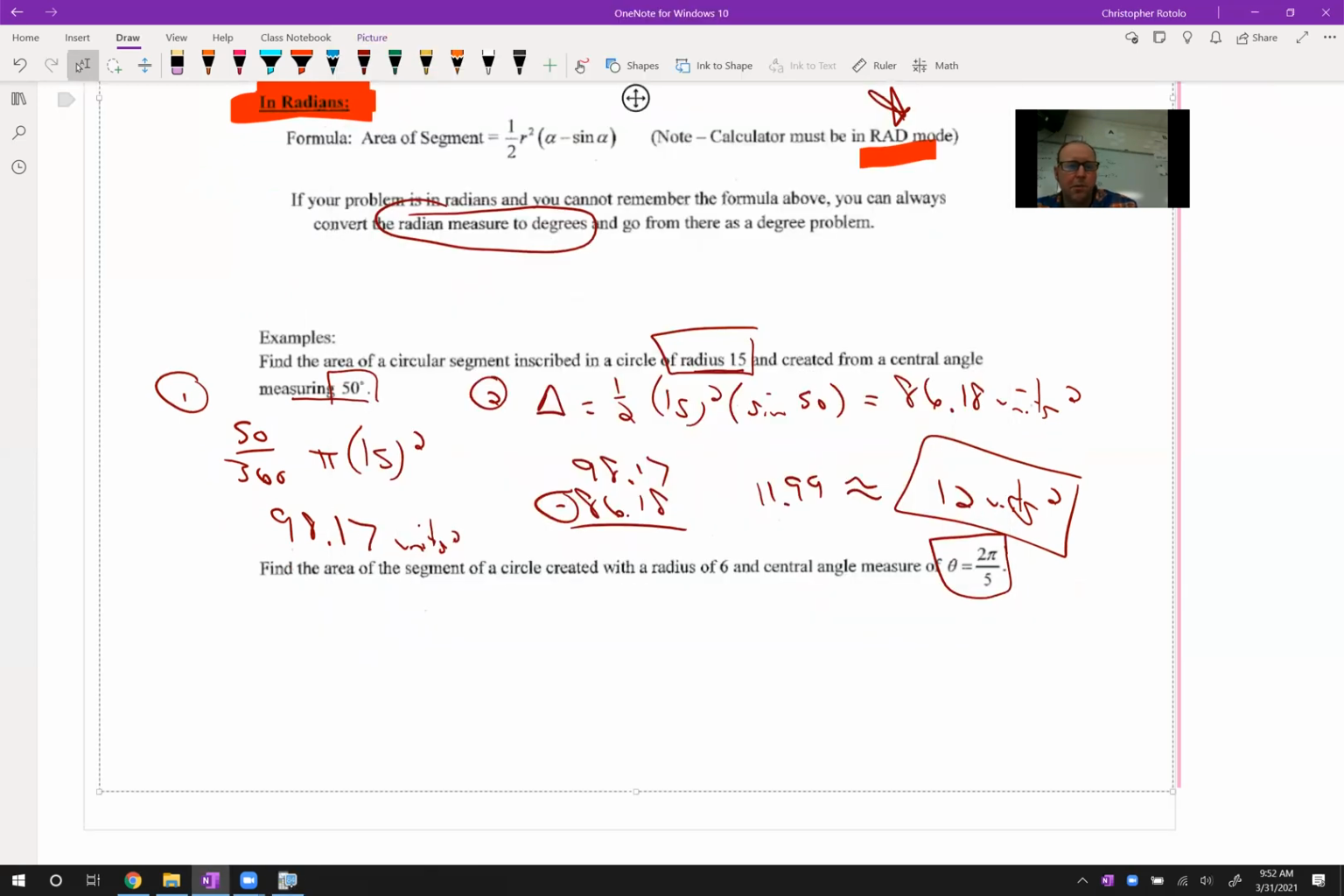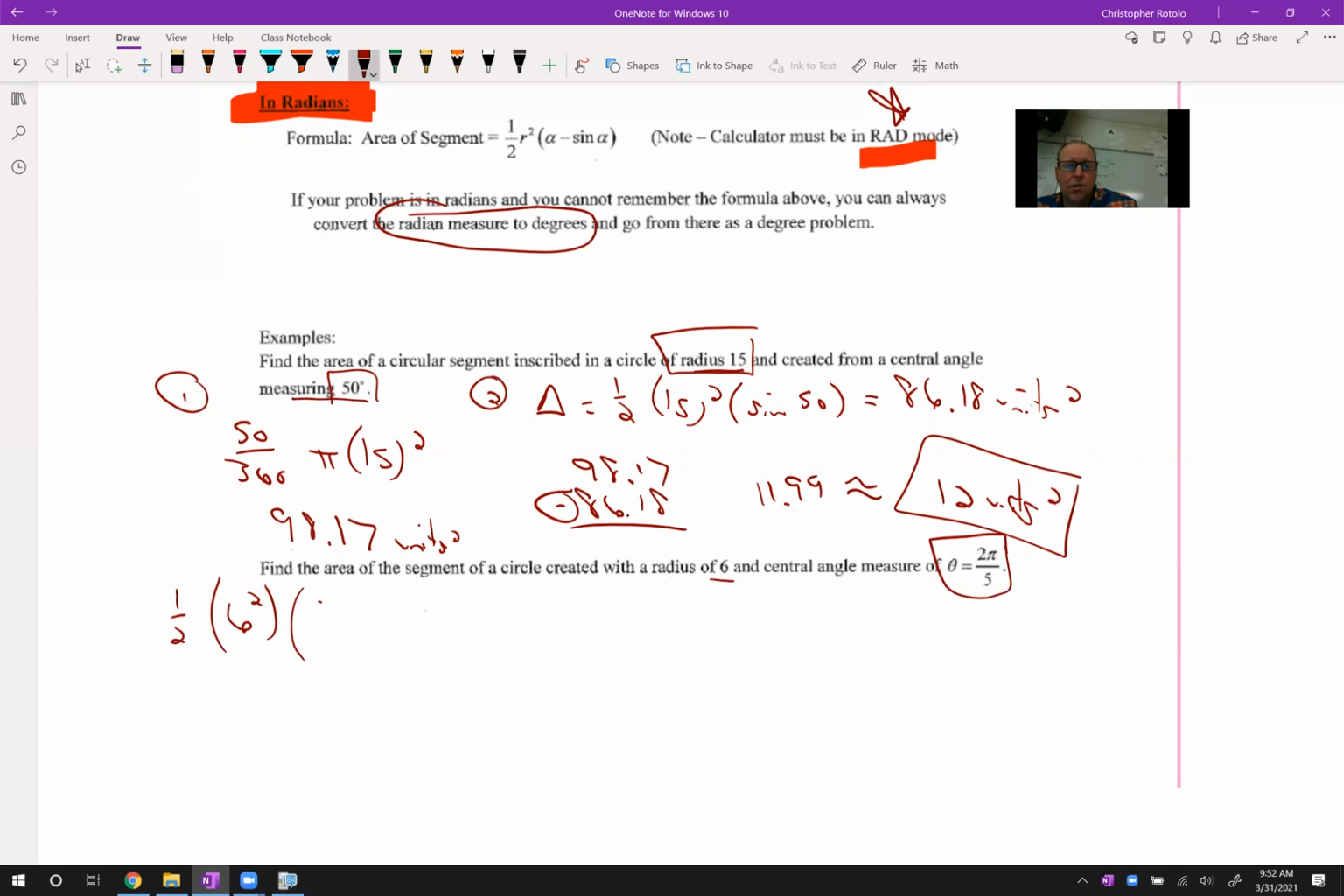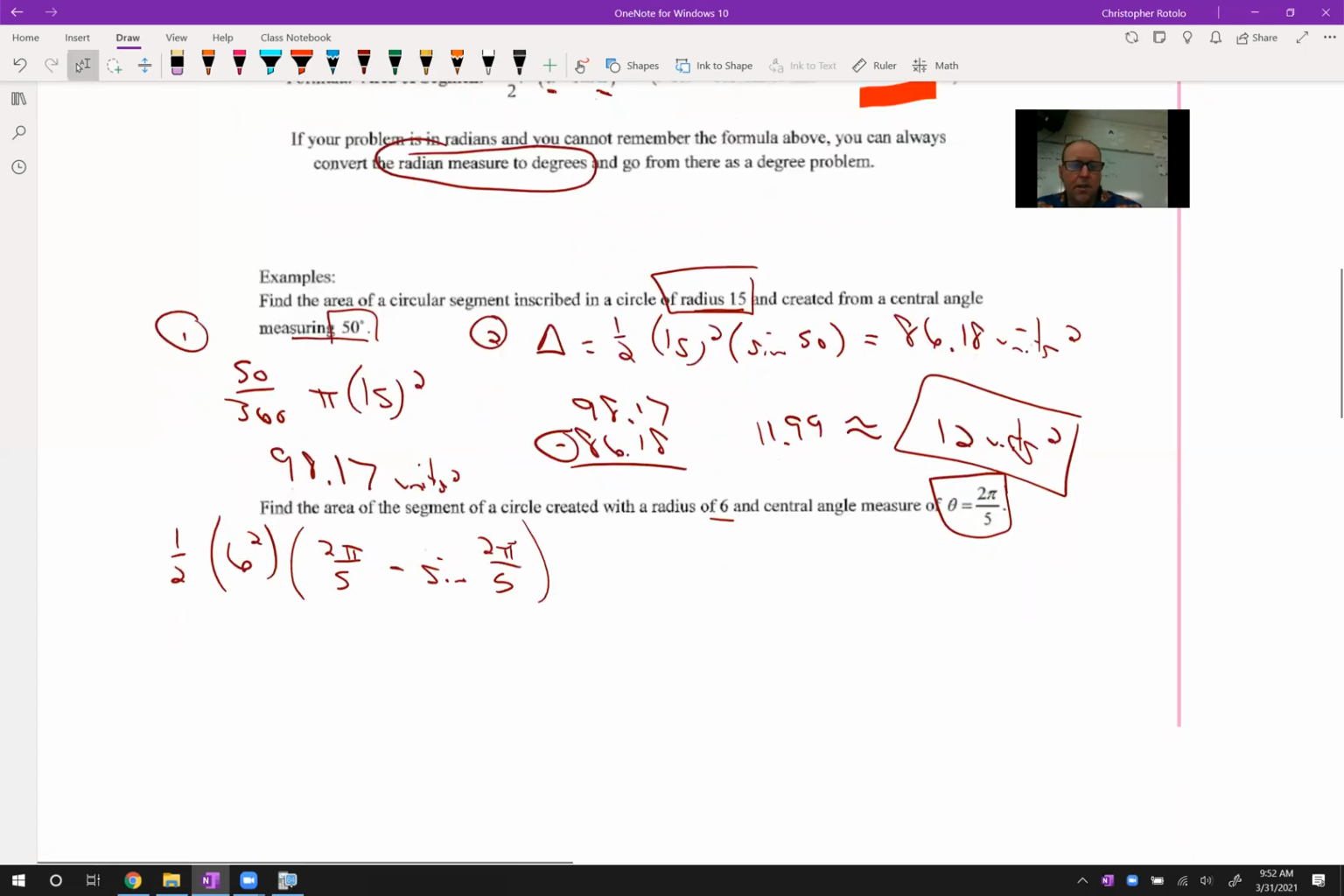So how's this one work? We're going to do 1/2 times the radius. What was the radius? 6 squared. And then what we need is 2 pi over 5 minus the sine of 2 pi over 5, right? So that's what these are in here. They're not really A's, they're thetas for angle measurements here. So we'll put these in here, in radian mode.